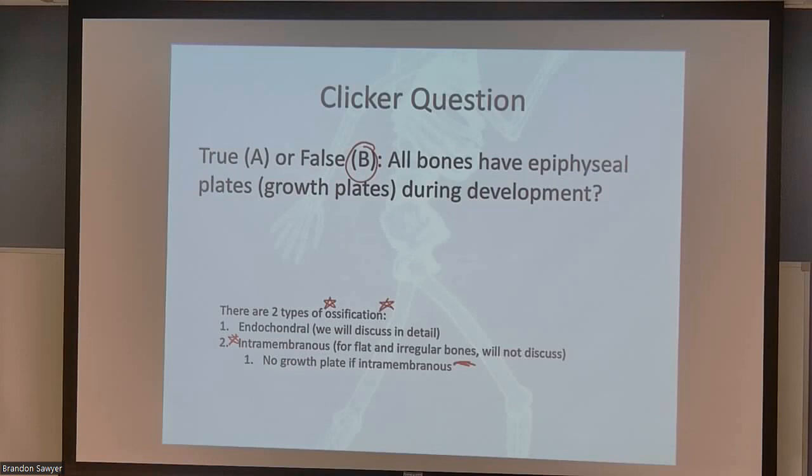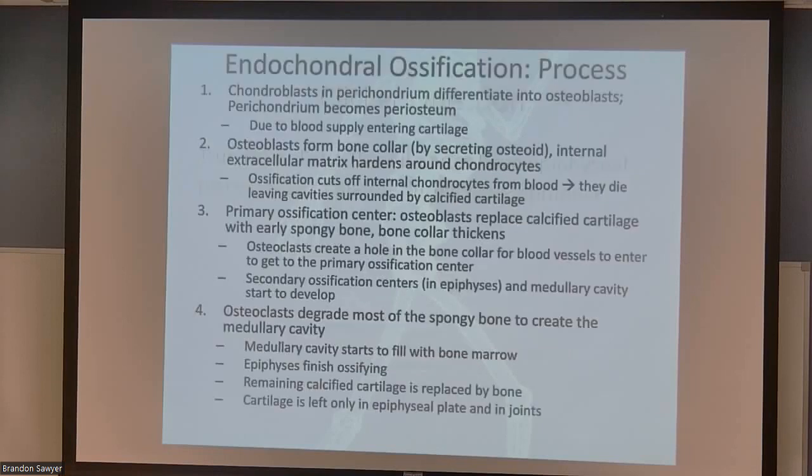All right, looks like most of you are done writing there. So yeah, we're going to dive into that first one, the endochondral ossification process. Okay, so here it is. This is just a lot of words on this slide, right? Kind of explaining the whole process, broken up into 4 big steps.